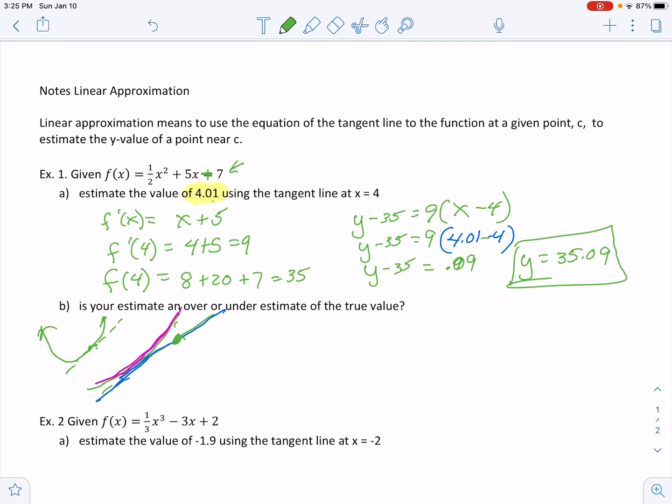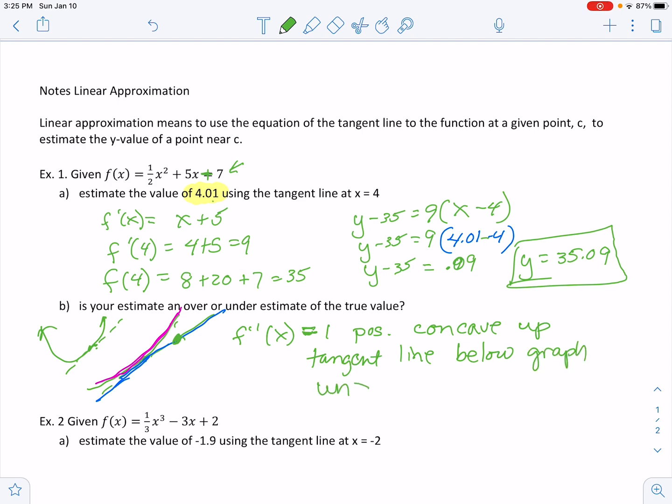Well, how would I do that? Okay, well, you need to know the concavity of the graph. So you're going to take the second derivative, which is 1. Okay, since it's positive, concave up, tangent line below graph, underestimate.